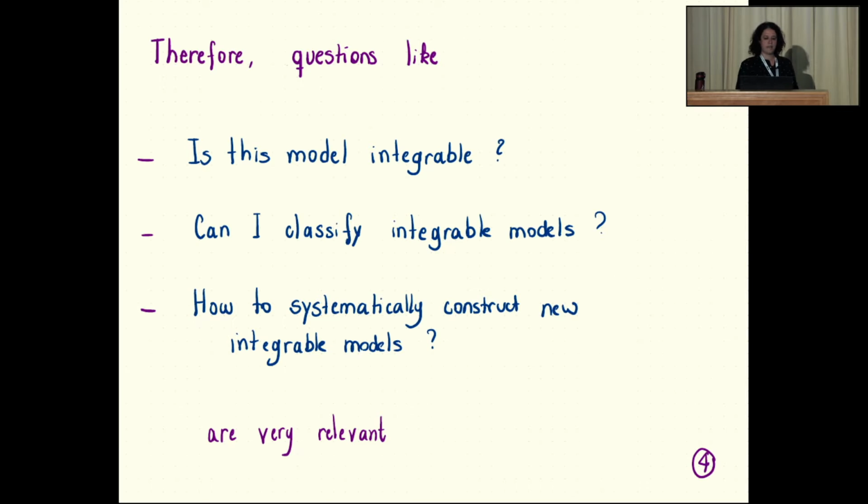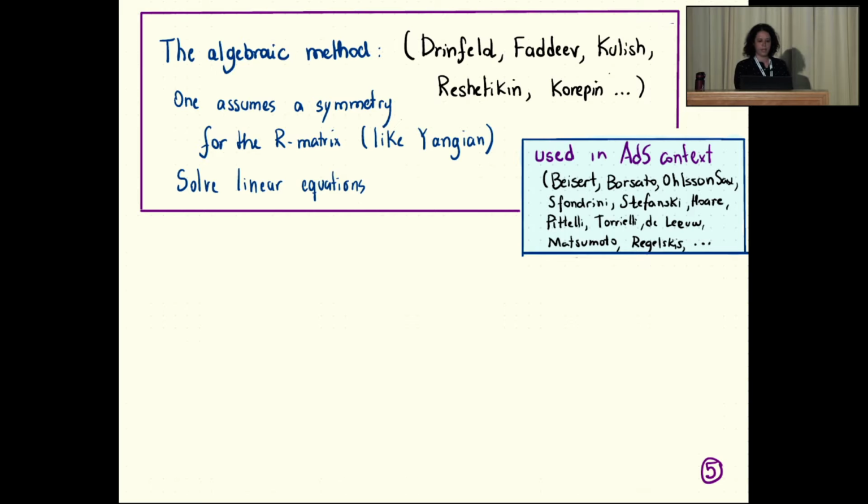So I believe the question of being able to look at a Hamiltonian and say if it's integrable or not remains a very relevant question. Being able to classify integrable models with a certain ansatz is also relevant, and also being able to systematically construct new integrable models. So this is what I will talk about today.